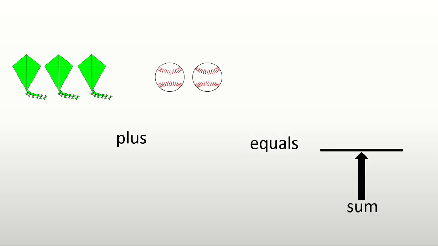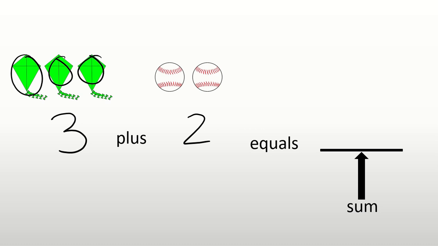The next part that we have right here is going to be our sum. The sum is going to show us what that's all going to equal. So we have 3 plus 2 equals our sum. If we add these all up, we have 1, 2, 3, 4, 5. So we know that 3 plus 2 equals 5. That'll be a perfect number sentence.